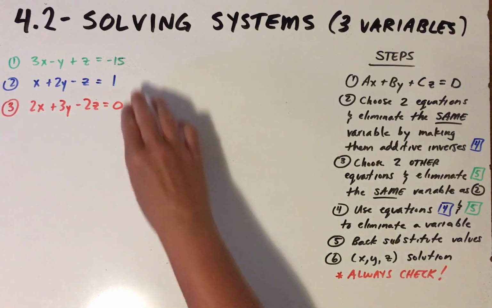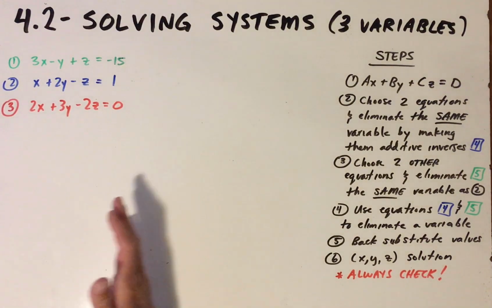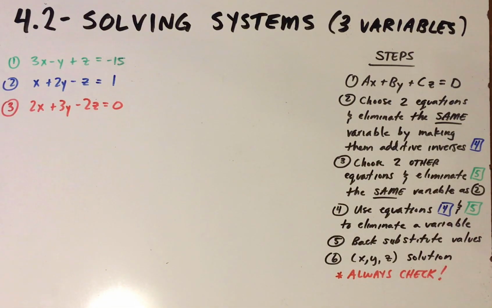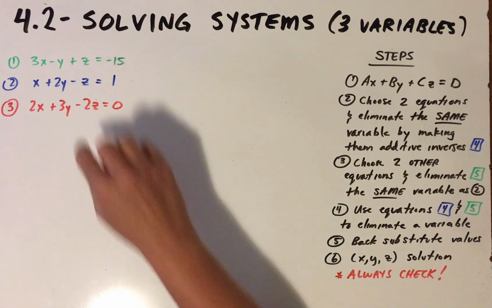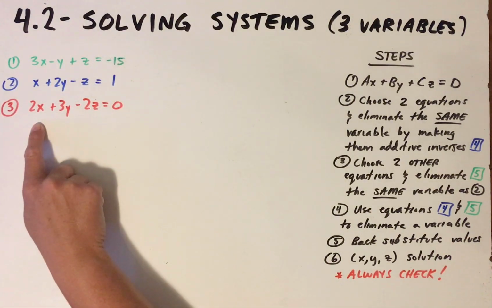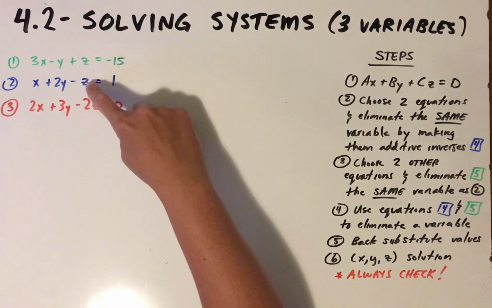So first thing you want to do is make sure that they're in this format where you have x, y, z, and then equal to the constant. A, b, and c are just the coefficients of x, y, and z. Okay, so what I want to do is choose two equations and eliminate the same variable. So I'm going to go through my variables and look at my x's. They're not opposites, none of them. I'm going to look at my y's, none of them are opposites. I'm going to look at my z's. Okay, well these two are opposites.